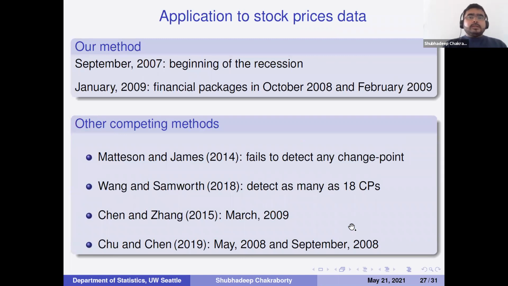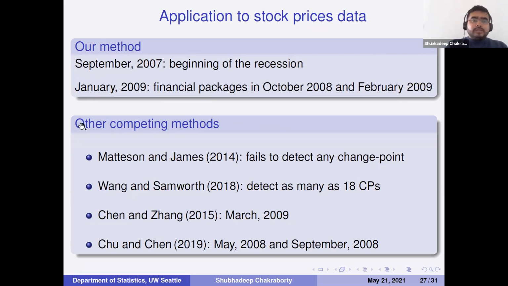So what we observe is our method detects two change points. One in September 2007 at the beginning of the recession. The other is at January 2009. Keeping in mind the historical sequence of events, with the financial packages being offered in October 2008 and February 2009, it seems quite reasonable.